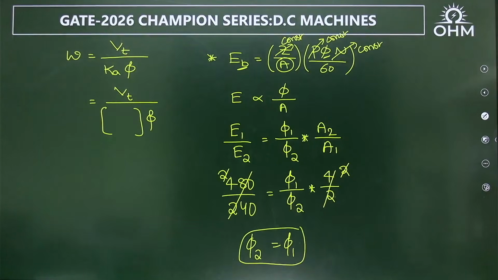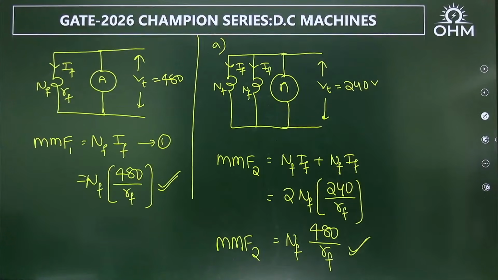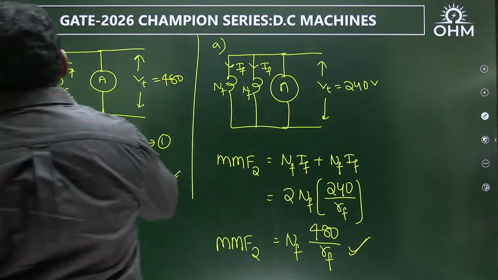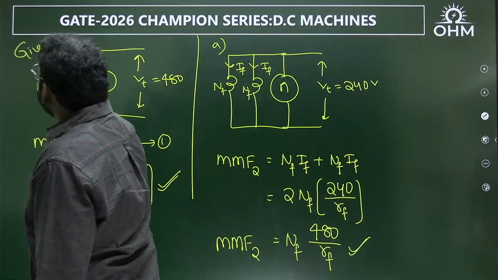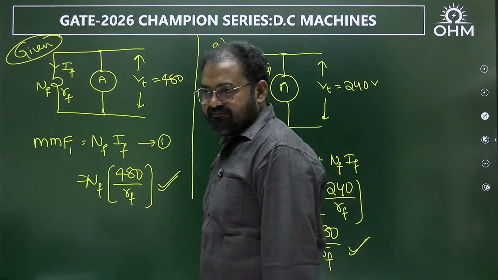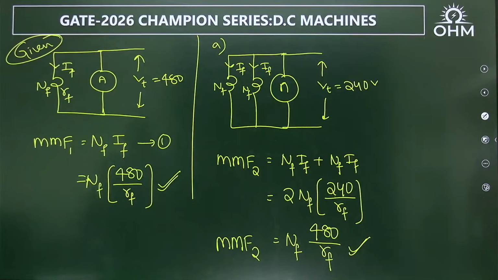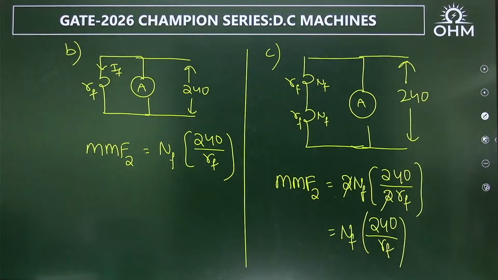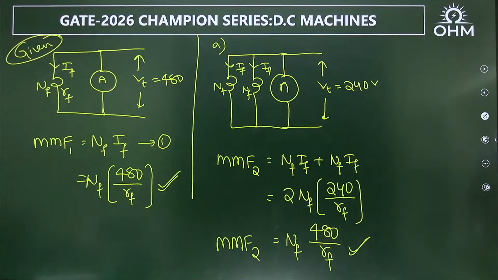That means the given condition will be satisfied only when phi 2 equals phi 1. Second case flux and first case flux must be equal. Fluxes will be equal only when MMFs are equal. This is the given condition, guys. In case number 1, the field MMF is equal to NF into 480 by RF. Therefore, in the second case also, MMF must be the same. Then only I can say the given condition is satisfied. So I found that the MMF will be the same only in the first option.